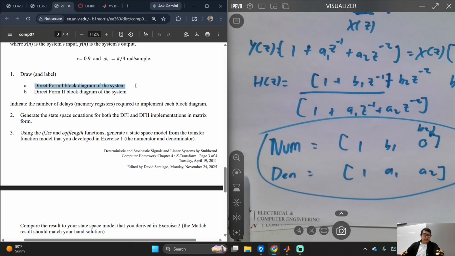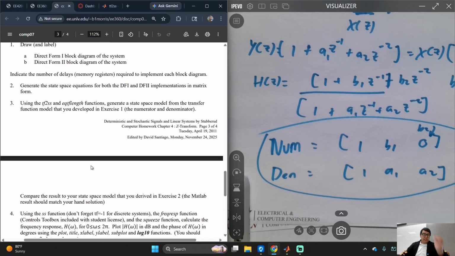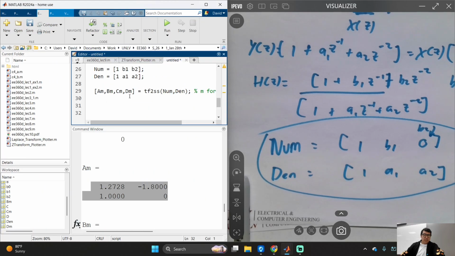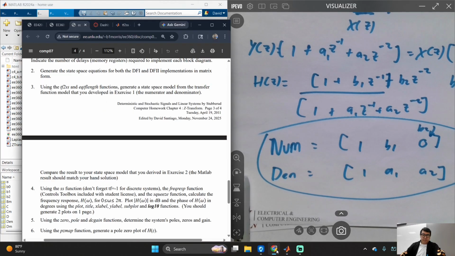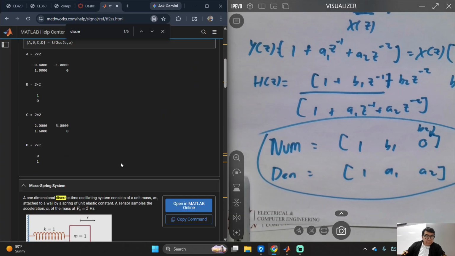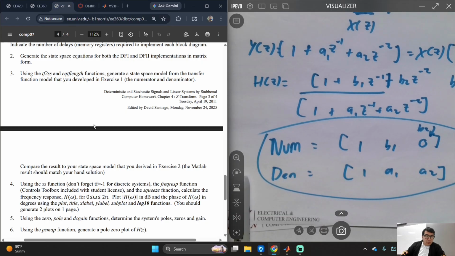Because funny enough, even transpose direct form 2 is going to be different. You'll see. But this answer is going to match this one, okay? I'll tell you that right now. And then equal length functions. Why would you need equal length functions? TF to state space, discrete. Okay. Let's keep going.